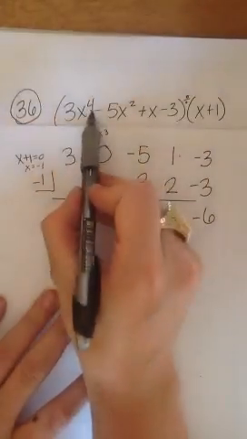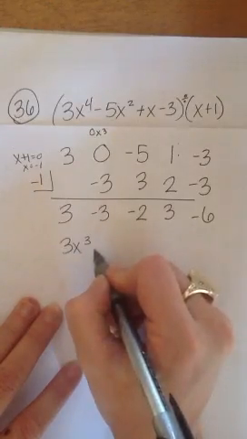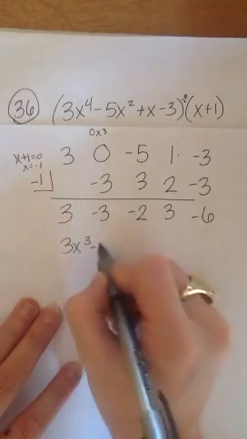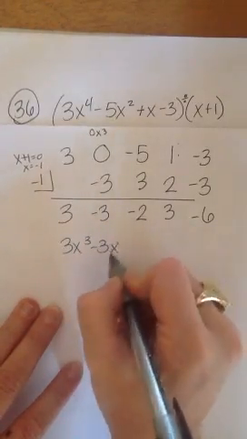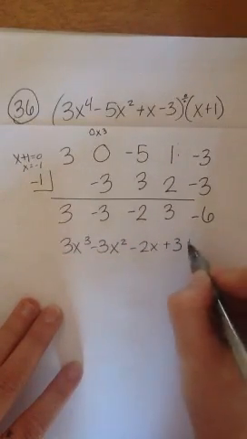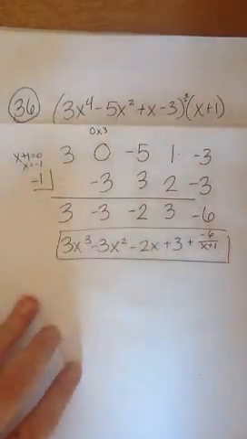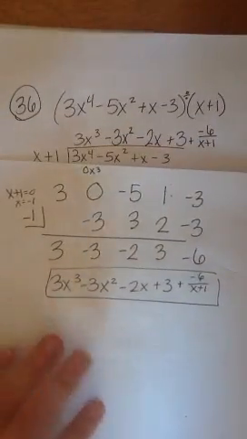You start with x to the fourth, you go 1 less. 3x to the third. Then from there, we're going to go one less each time. So negative 3x squared minus 2x plus 3. 6 is your remainder. Put it as a fraction. That's the same answer we got when we did long division.